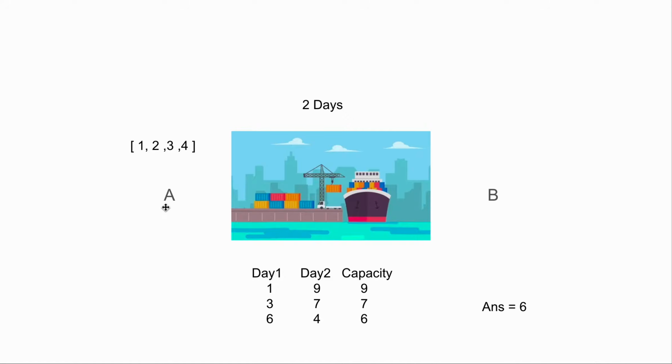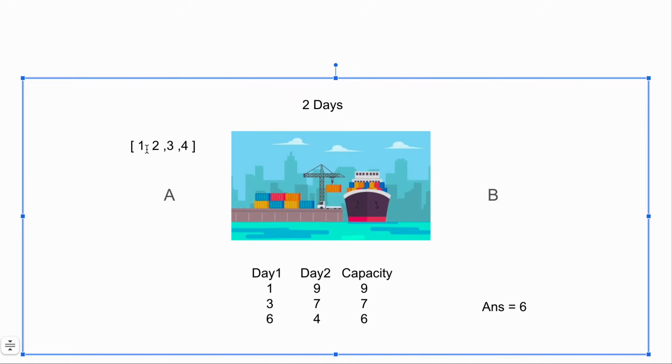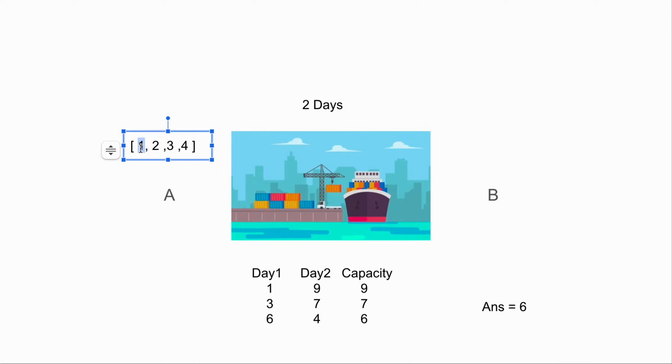In this problem, you are given port A and port B, and you have a ship in between. You have to ship all these weights from port A to port B within the given number of days. Here, 1, 2, 3 and 4 are the given weights, and you have to ship all of them in two days. And what is the minimum capacity of the ship to do so? For example, on the first day you can ship one weight, and on the second day you can ship all the other three.